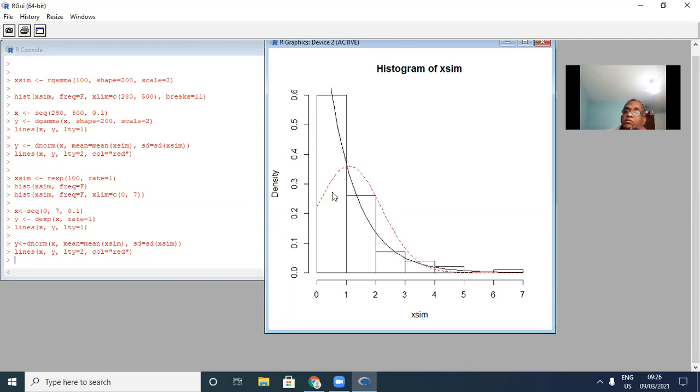You want to plot something on top of the histogram. So in order to do that, you need to use the lines command, not plot, right? And if you use plot, it will override what is already in the window, right? And obviously, you don't want that, right?